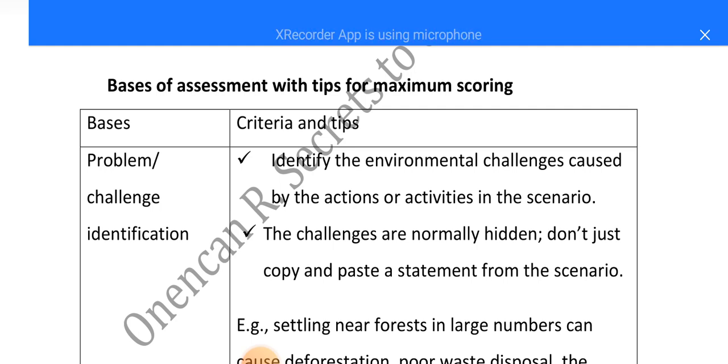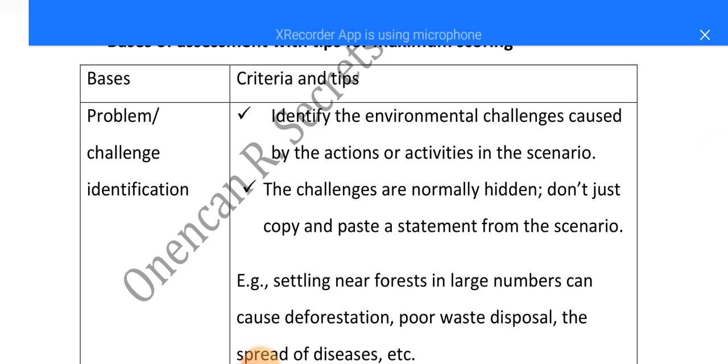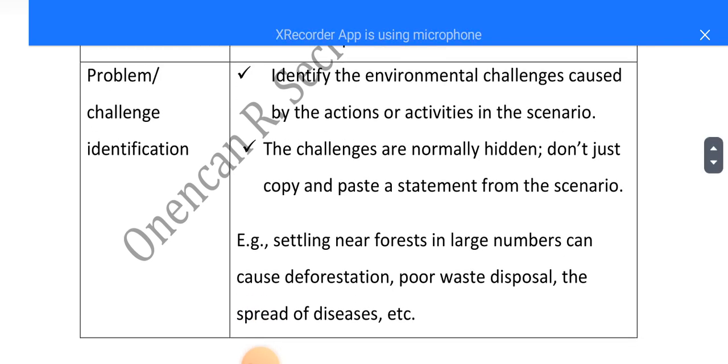Like they are telling us that the basis, we have problem or challenge identification. Now, this one is in the scenario. The criteria and the tips, they are saying you have to identify the environmental challenges caused by the actions or activities in the scenario. That is one. That's why I was calling upon you to go on underlining those environmental challenges in the scenario, because they always give them in the scenario. Then the other one is that the challenges are normally hidden. Do not just copy and paste a statement from the scenario. So these people, when they are setting, they also try to use some technique of hiding these challenges in the what?